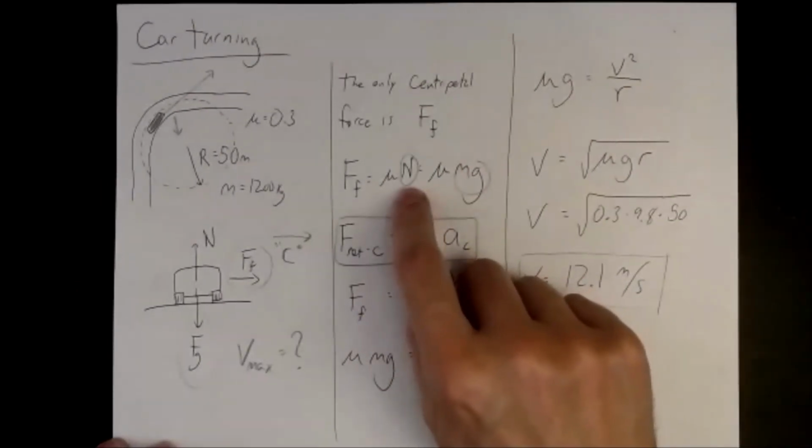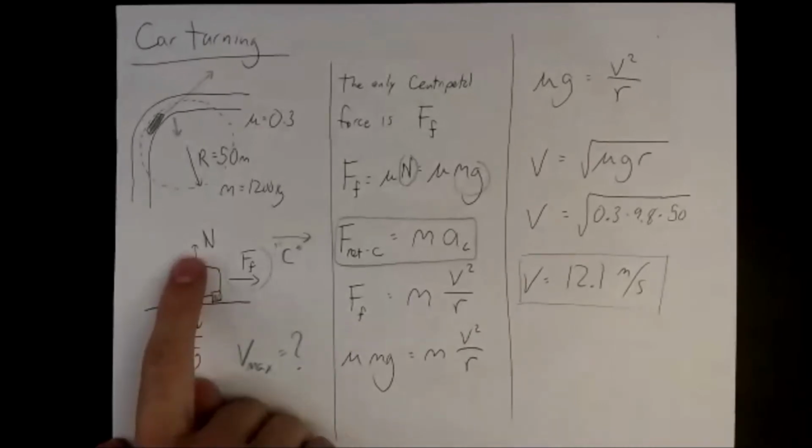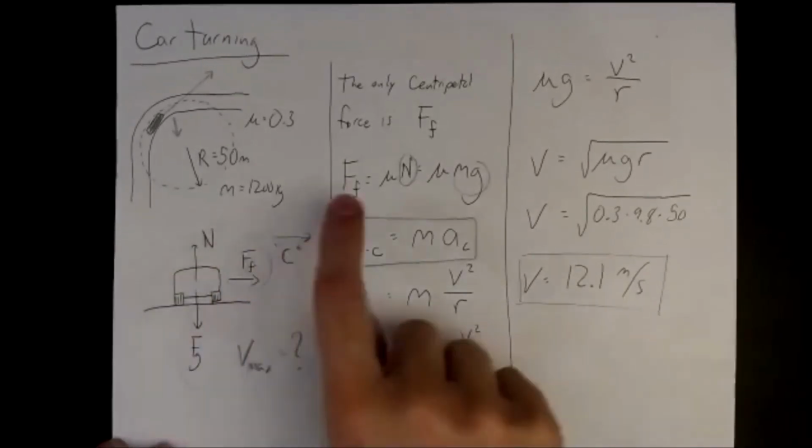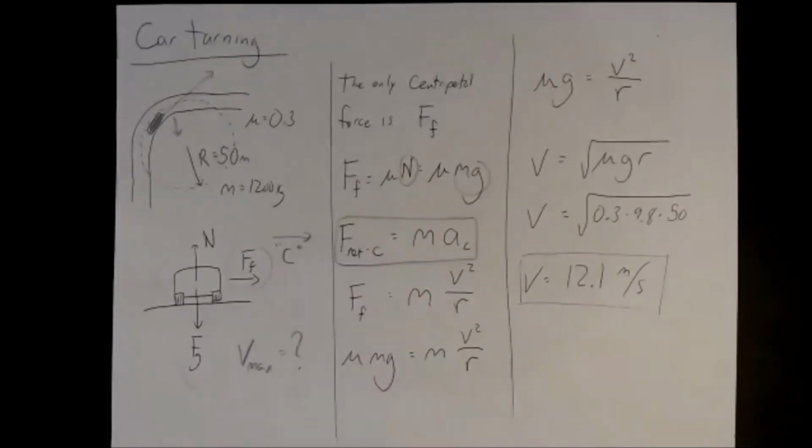So the more downward force that you have from gravity or whatever, the more upward force you're going to have from the normal, and therefore the more friction you're going to have based on this equation.